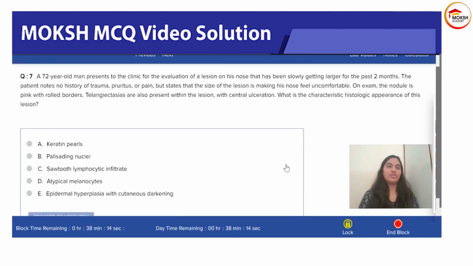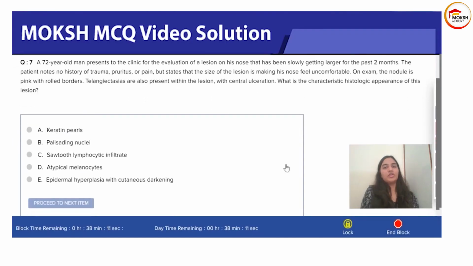A 72-year-old man presents to the clinic for evaluation of a lesion on his nose that has been growing larger for the past 2 months. The patient notes no history of trauma, pruritus, or pain, but states that the size of the lesion is making his nose feel uncomfortable. On exam, the nodule is pink with rolled borders. Telangiectasias are present within the lesion with central ulceration. What is the characteristic histologic appearance of this lesion?